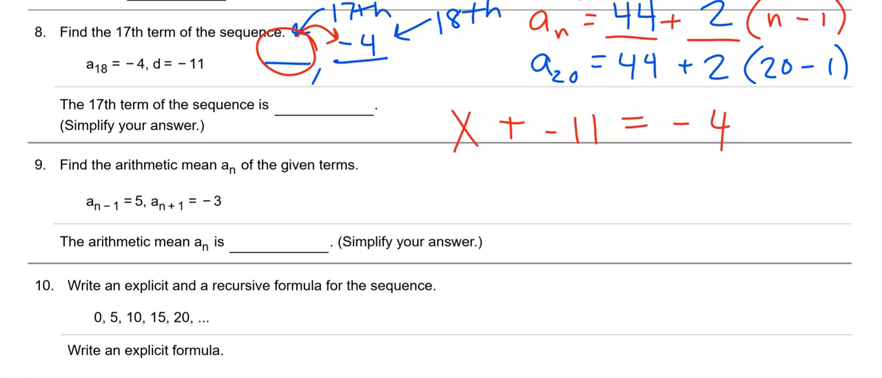If you add -11 to move forward, what do you do to go backwards? Subtract -11, but we really call subtracting -11 adding +11. If I add +11 to that, -4 plus 11 would be +7. So the missing term was 7.